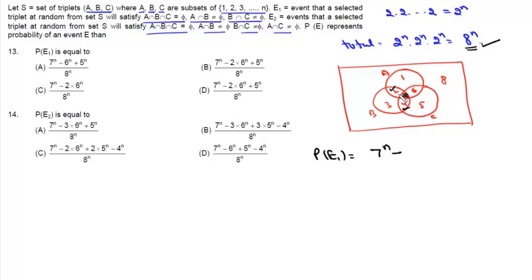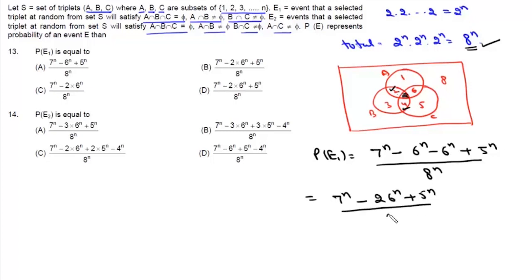So if 2 is missing, then in that case we have 6 to the power n choices. If 4 is missing, we have 6 to the power n choices. And here we have subtracted the case where both 2 and 4 are missing twice, so we need to add it back. In that case, we need to add 5 to the power n, divided by the total number of ways, which is 8 to the power n. So the probability of E1 will be 7 to the power n minus 2 into 6 to the power n plus 5 to the power n, divided by 8 to the power n, and that's your option B.